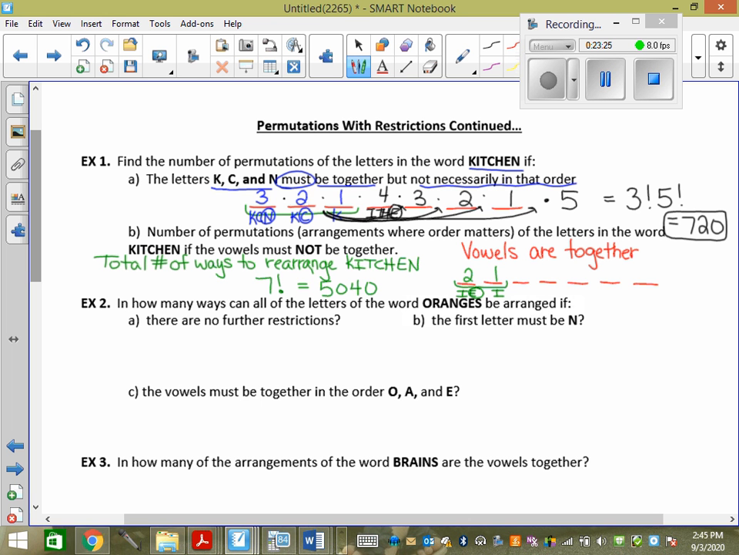How many letters have I used up? 2. How many do I have left? 5. So I have 5 for this blank. Then I leave one behind, I have 4. Then I leave one behind, I have 3. Then I leave one behind, then I have 2. I leave one behind, then I have 1.